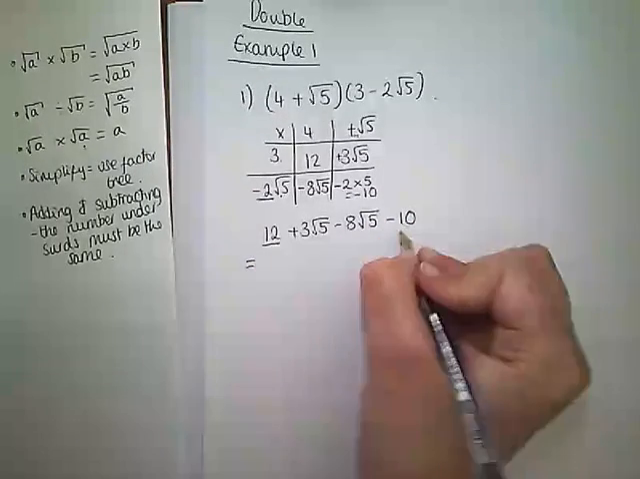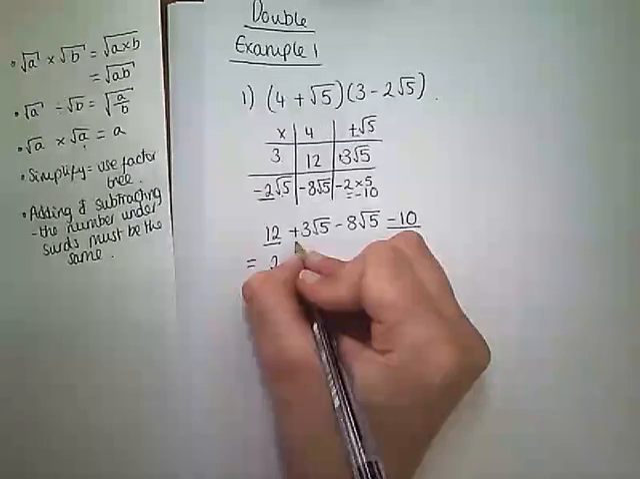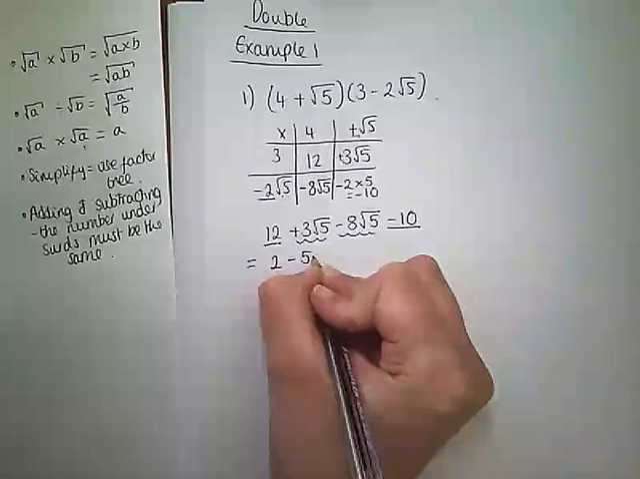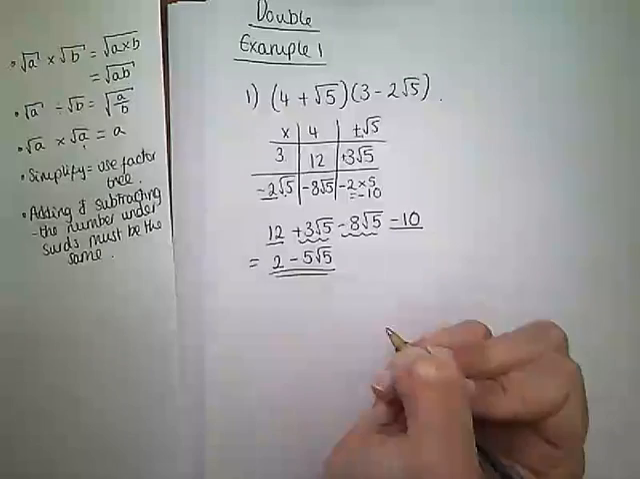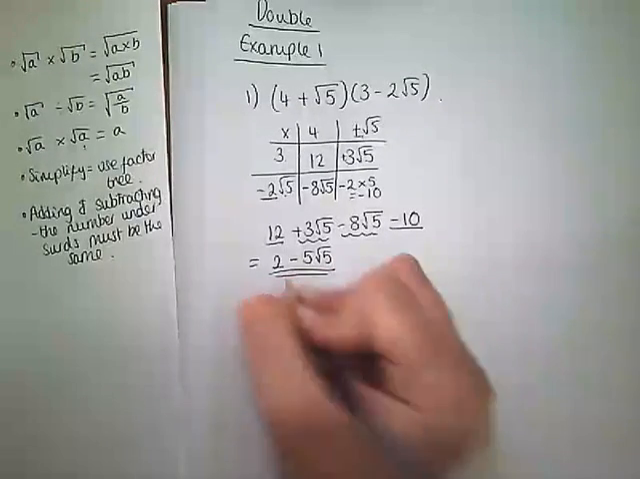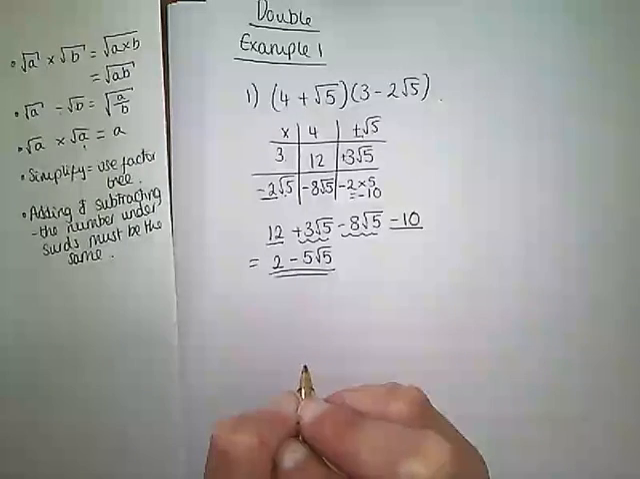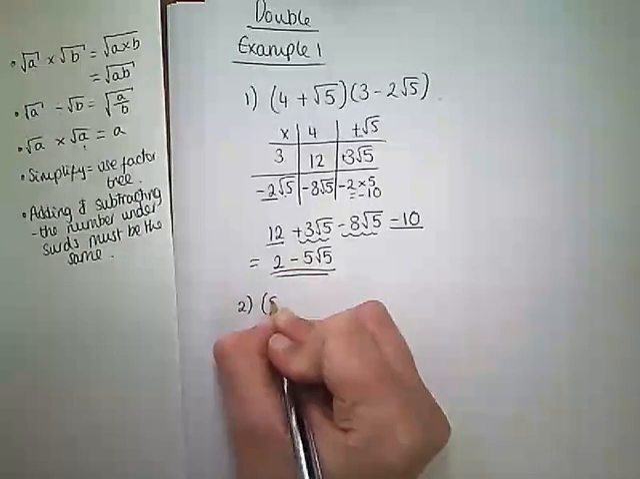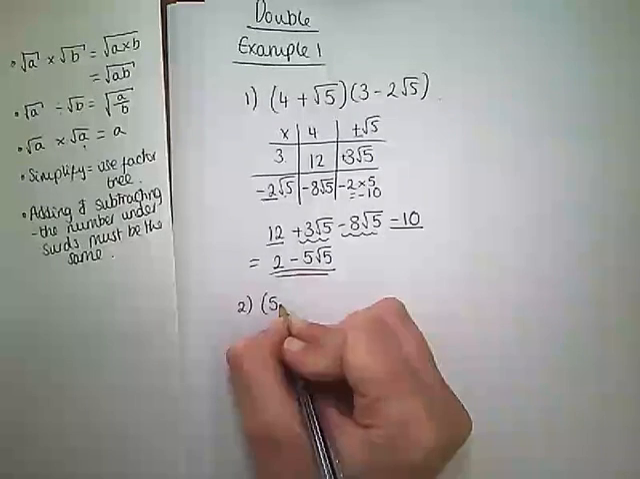12 take away 10 is 2. 3 root 5 take away 8 root 5 is minus 5 root 5. That is your answer. Again, pop it into a calculator. It will simplify to that. Okay, and so then the worst style of one you will get is something like, here we go.